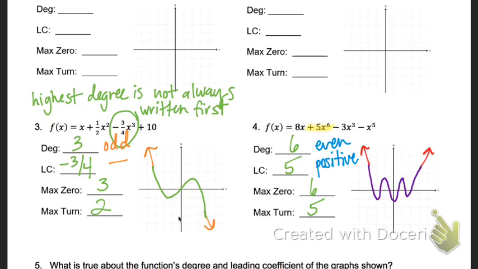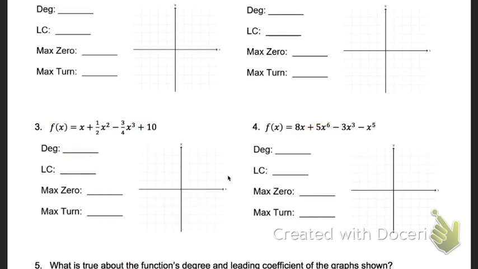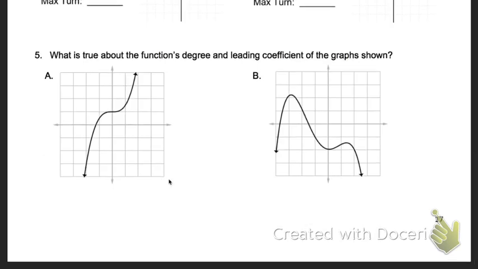Okay, let's look at the last question. So here we have 2 graphs that are given to us. So what's true? I just want to face the facts here, just looking at it. What are some things that we can deduce from part A? The degree is odd, and we have a positive leading coefficient.